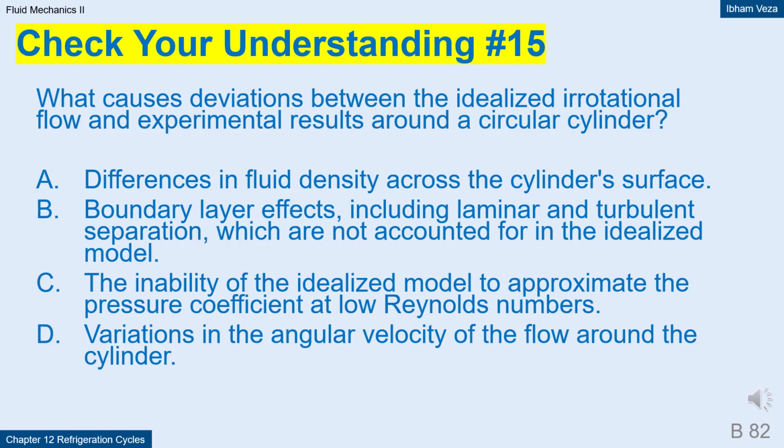Explanation of why other answers are wrong. A. Differences in fluid density across the cylinder's surface. Incorrect, because the density is generally assumed constant in both the idealized and experimental models for incompressible flow.